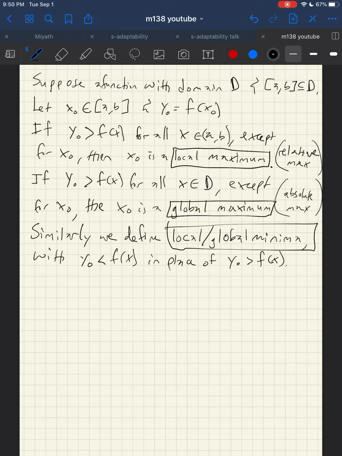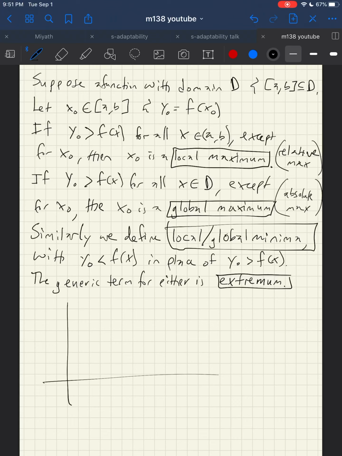Now, if we are just talking about a maximum or a minimum, so the generic term for either is extremum. Extremum. Man, I'm having trouble writing tonight. Extremum.